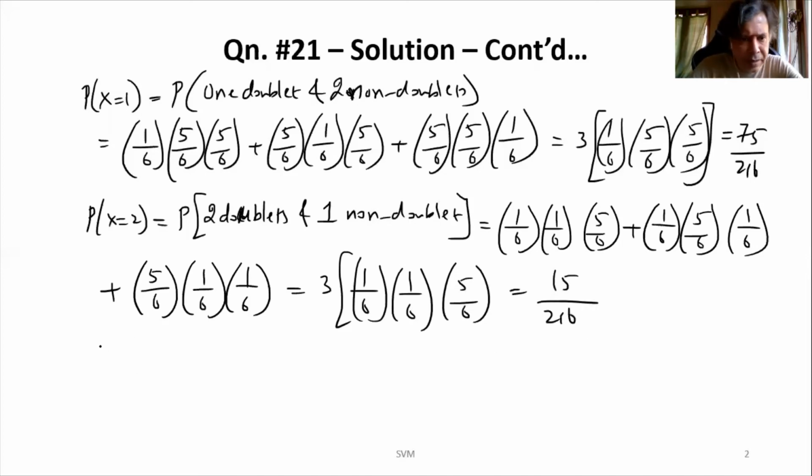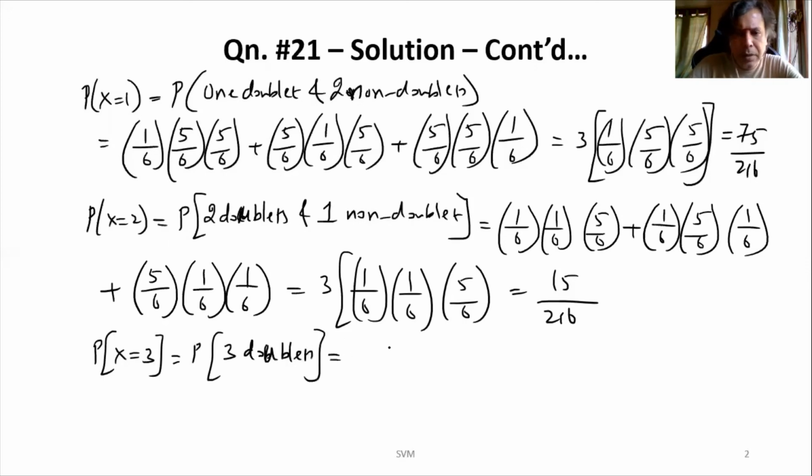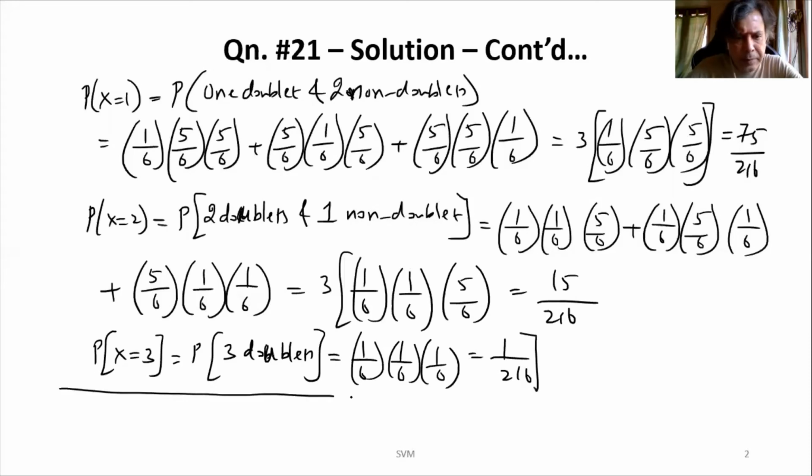Then, what do you mean by probability of x equal to 3? Probability of getting all the 3 to be doublets. So that means all the 3, 1 by 6, 1 by 6, 1 by 6, that will work out to 1 by 216, right?